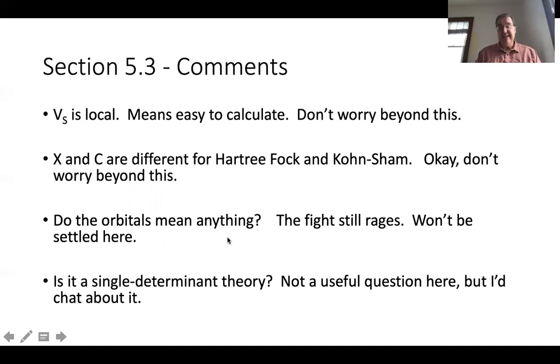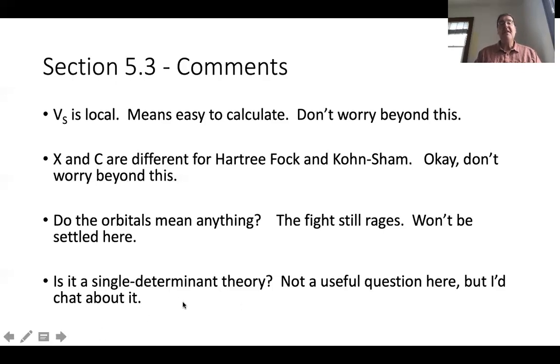Do the orbitals mean anything? That really depends on what group of people you sit with. The fight still rages. We're not going to settle it. I would argue that from a chemist's point of view, and for physicists too, the orbitals are qualitative guide in the same way that they are for Hartree-Fock. In a way, the Hartree-Fock orbitals don't really mean anything anyway because the overall wave function is correlated.